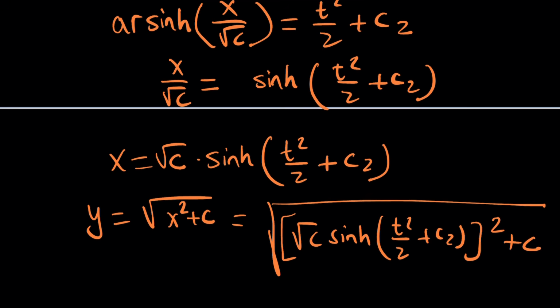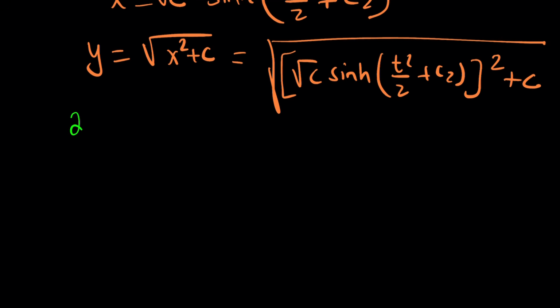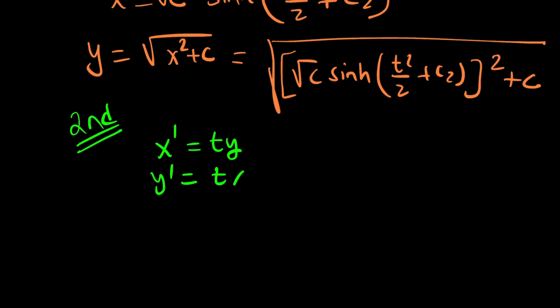But there's another way we can approach this problem. Let's go ahead and call that the second method. The second method is, I think, more cumbersome, definitely more complicated, but I still want to share with you maybe just a brief intro to the method and how that works. So remember, our system is x prime equals ty and y prime equals tx, right?